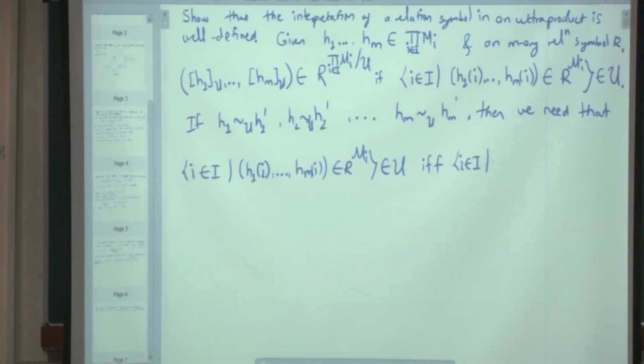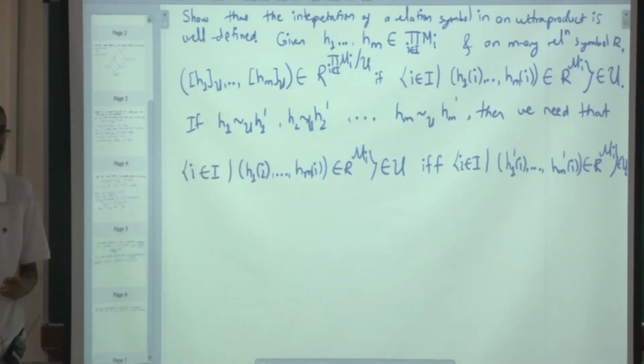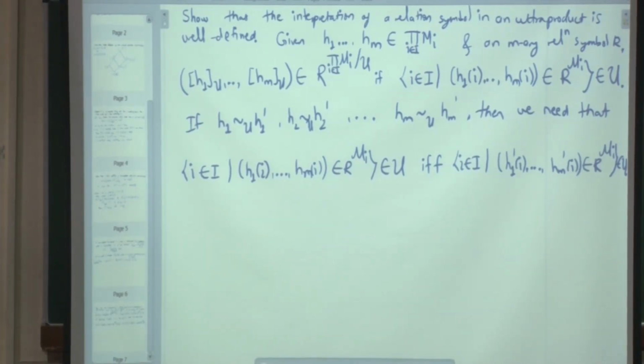a similar set for h1 prime i up to hm prime i, belonging to RMi, is large. So how do we show that this is large if and only if the other one is large? Take the intersection. Exactly. Both sets contain something common. What is that common thing? The points where they agree. Yes, so both of them should happen.